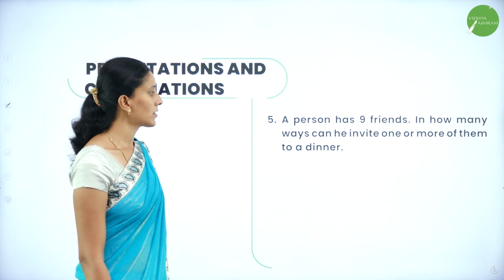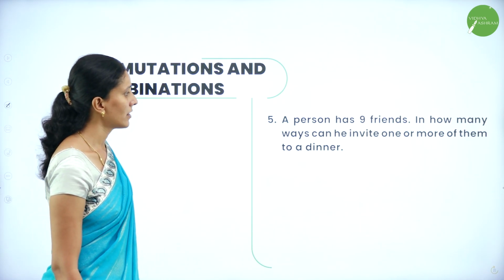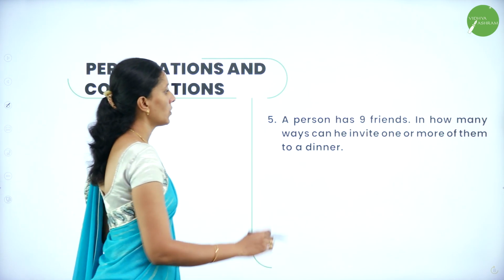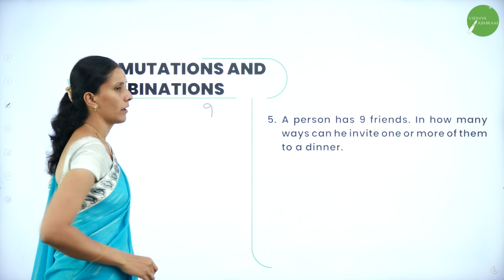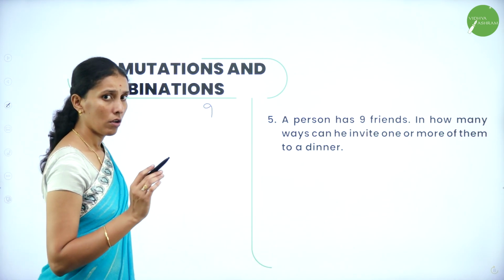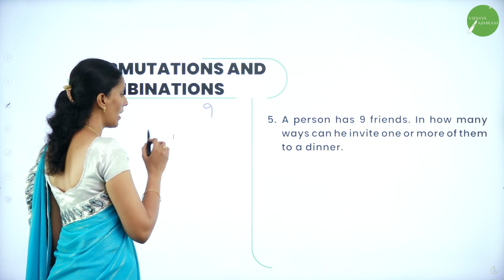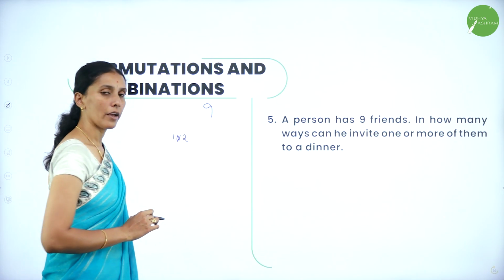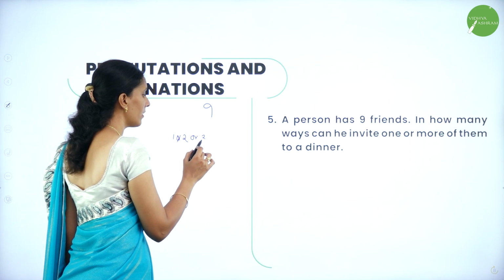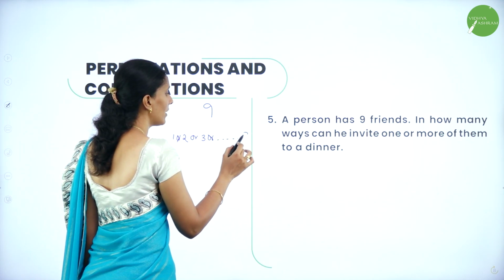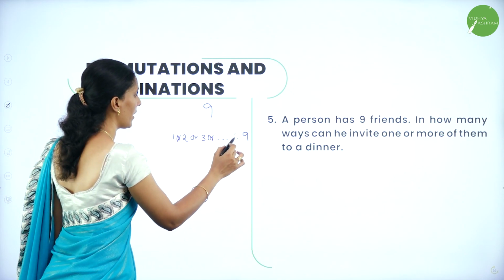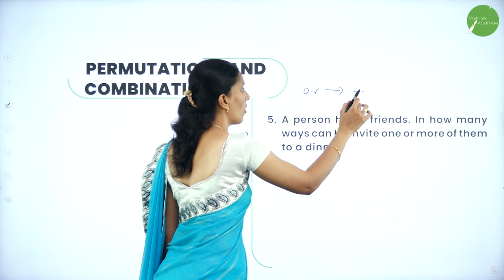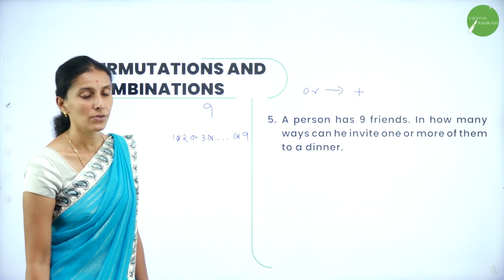So you can choose 4 students and 2 lecturers among 10 students and 8 lecturers in 5880 ways. Next question. A person has 9 friends. In how many ways can he invite 1 or more of them to a dinner? So he has totally 9 friends. He has to invite his friends for dinner. So he can invite a minimum of 1, or he can invite 2, so I'll write or. Or he can invite 3, or he can invite like that. He can invite all of his 9 friends. So remember, the word or implies addition.